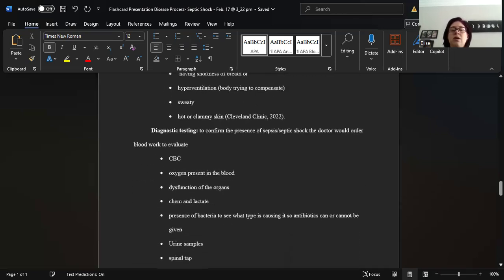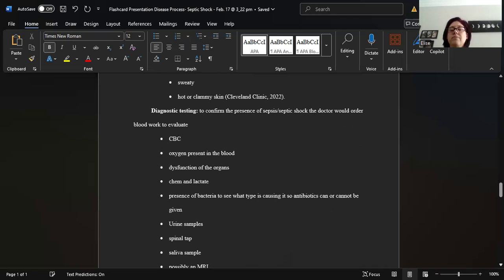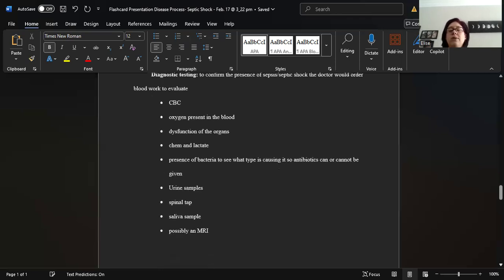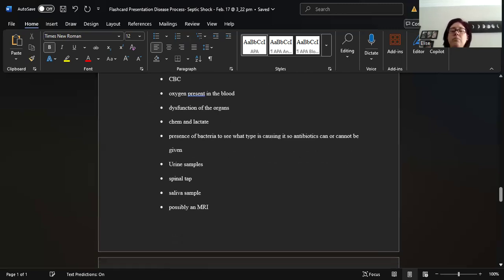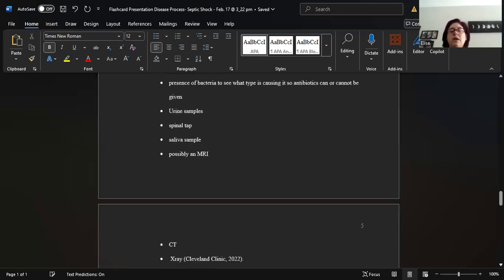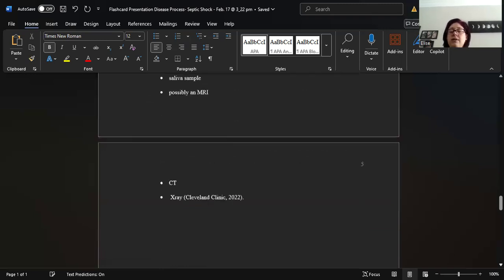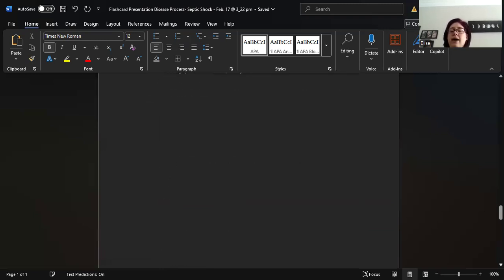Diagnostic tests to help confirm sepsis or septic shock. We would want to order blood work, so CBC. We would want to test the oxygen that's in the blood, checking for any dysfunctions of the organs, chem panel and lactate, trying to figure out what type of bacteria is actually present in the blood so that way we can give the proper antibiotic. Urine samples, possibly a spinal tap, MRI, CTs, or X-rays. And that concludes my presentation.